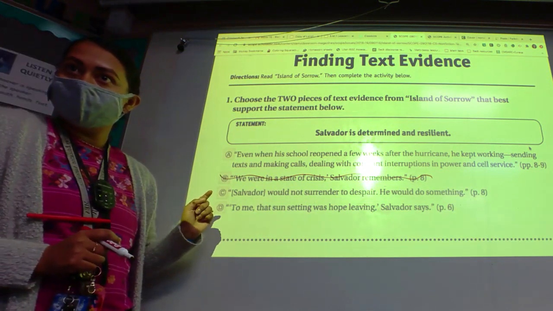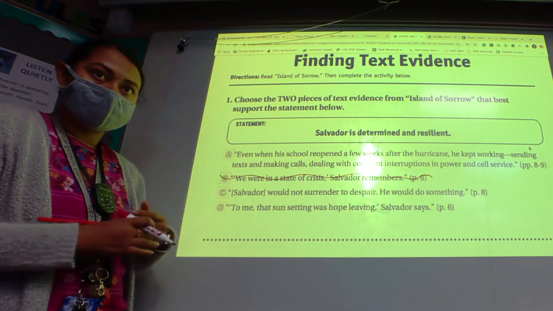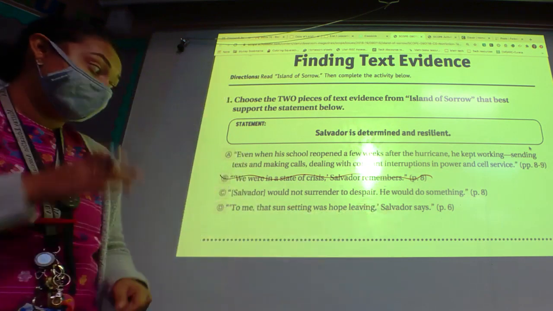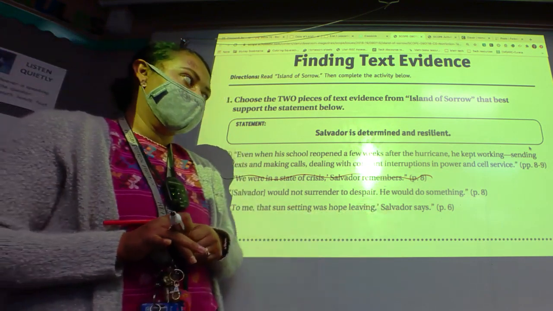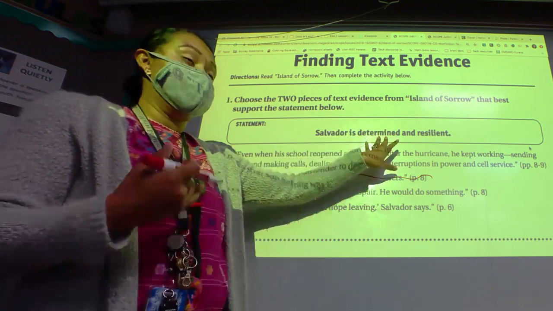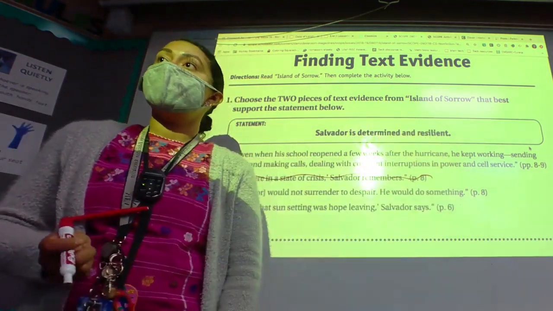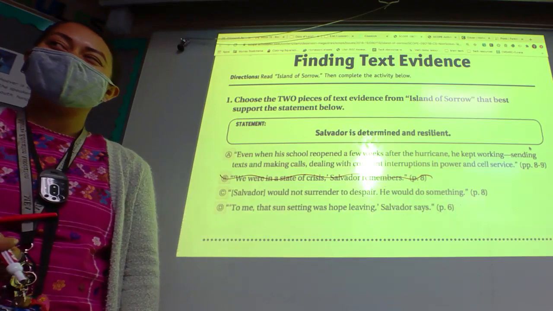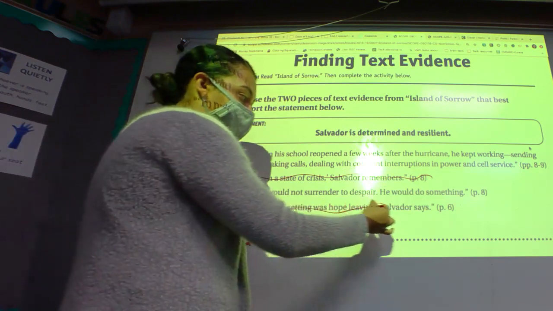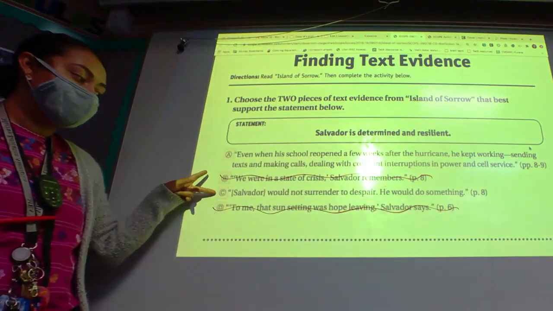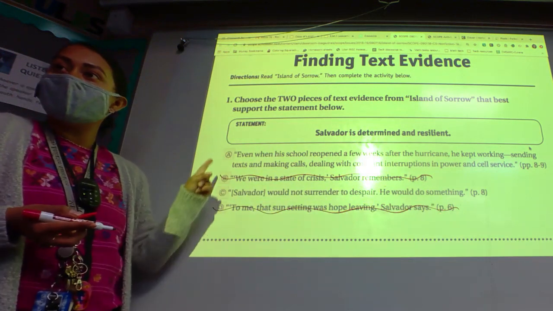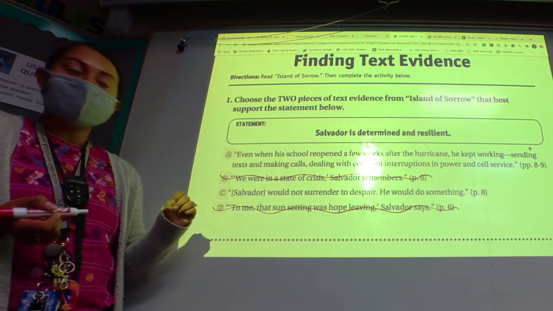D, who wants to read D? Sophie? To me, that sun setting was hope leaving Salvador. Okay, does this connect to and show that Salvador is determined and resilient? Not really. I don't feel confident in this one either, so I'm going to go more with crossing it out. Okay, so that left us 2, and we should have 2 answers, right? So do you agree and are confident with choosing A and C? Yep, okay, let's do it.